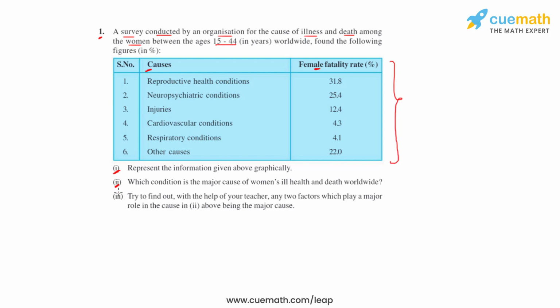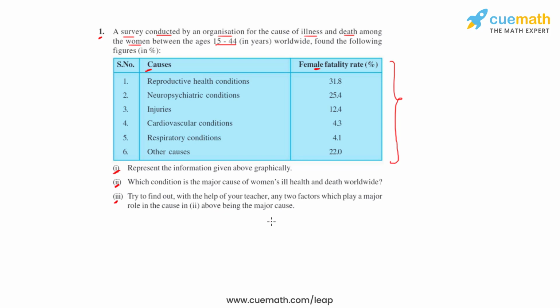Which condition is the major cause of women's ill health and death worldwide? And then we have to find out any two factors which play a major role in the second bit above being the major cause. We will start with the very first bit.